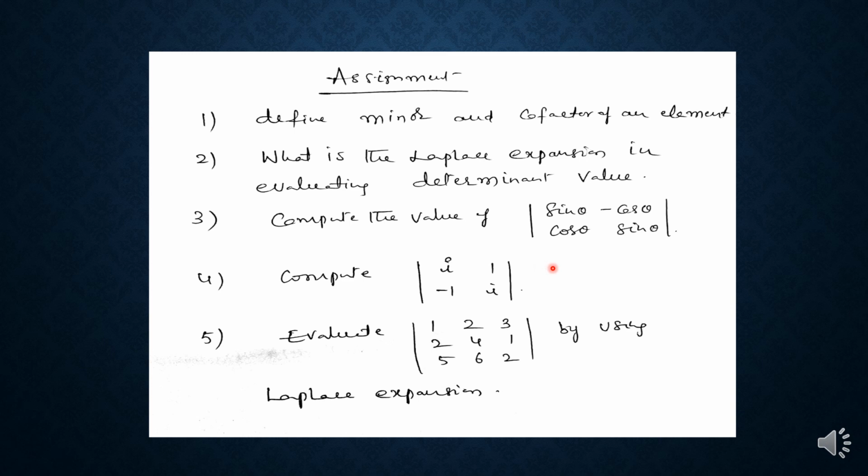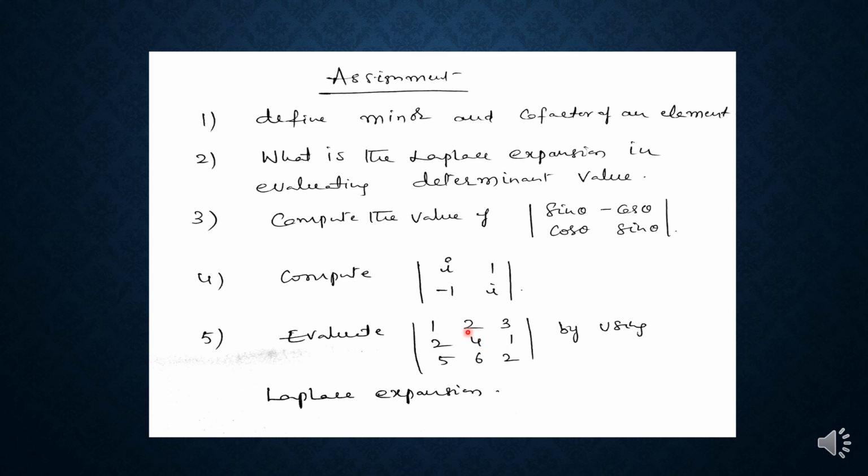Similarly, next problem, evaluate the modulus of the determinant 1, 2, 3; 2, 4, 1; 5, 6, 2 by using the Laplace expansion. By using the Laplace expansion, we can take the first row or second row or third row. Take the first row and 1 into its cofactor. Deleting this row and column, we get the determinant 4, 1; 6, 2. What is the determinant value of this? 2 into 4, 8 minus 6. So 1 into 8 minus 6.